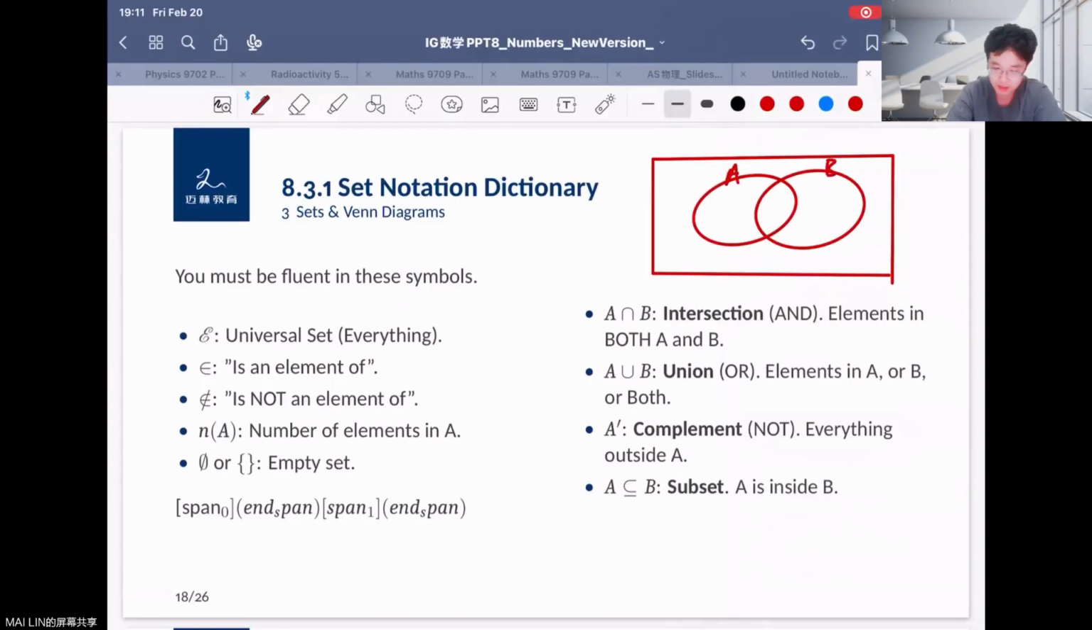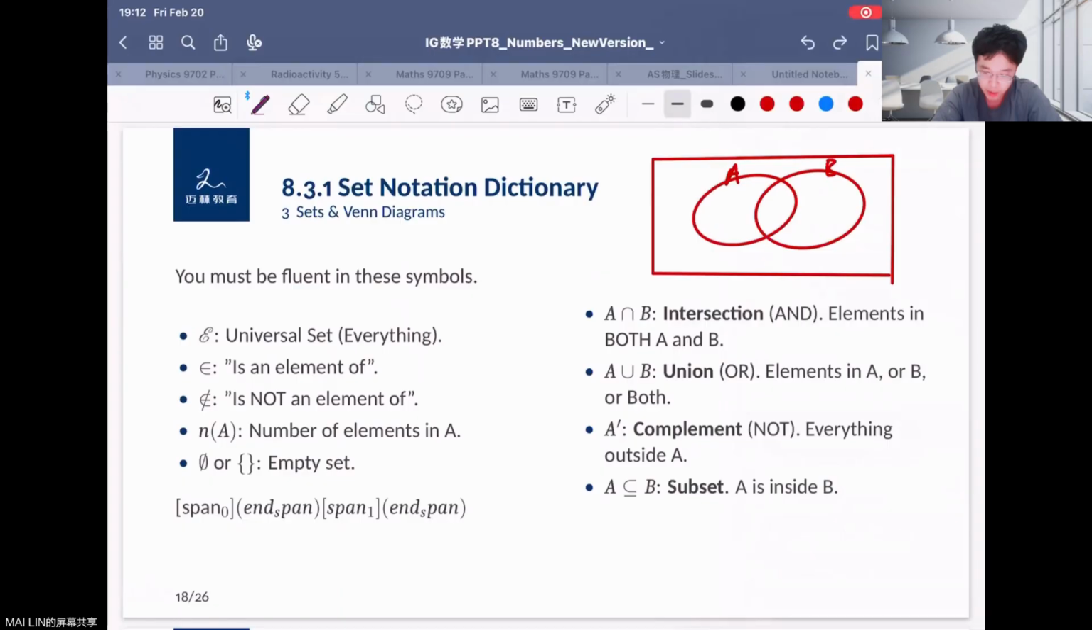So first, the intersection of A and B is this place, okay? I use a shaded red area to represent this. This is A and B, okay? So this is the elements in both A and B. If you want to represent A or B, that is the purple area like this, okay? A or B, right? So you can choose the elements in A and in B, okay?